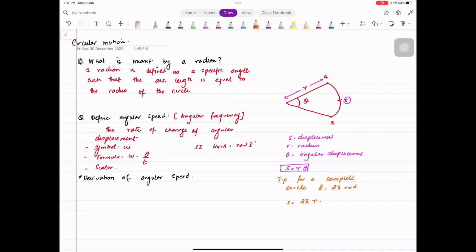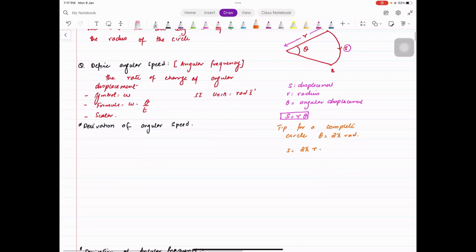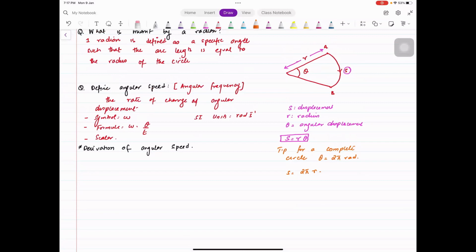All right, now a lot of times they will ask you the derivation of angular speed with respect to the regular speed. Keep three things in mind. We have tangential velocity, that is basically v equals displacement over time. We have then angular speed, which is basically omega is equal to theta over t. And then we have the relationship theta is equal to s over r. So we have three formulas that you need to remember.